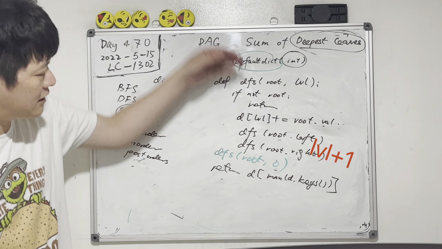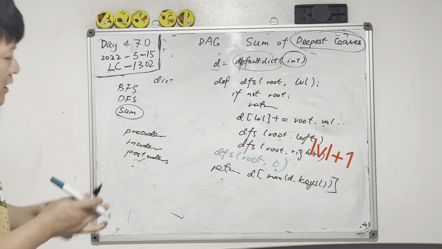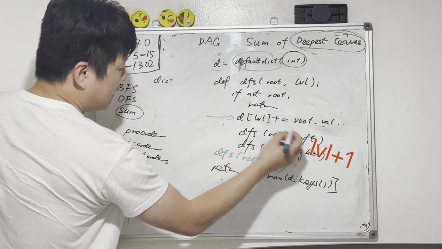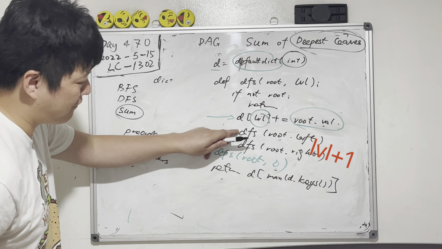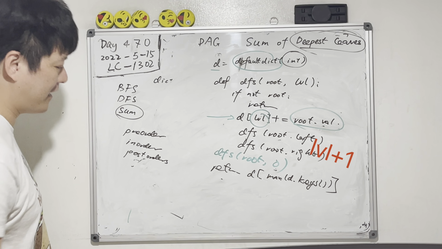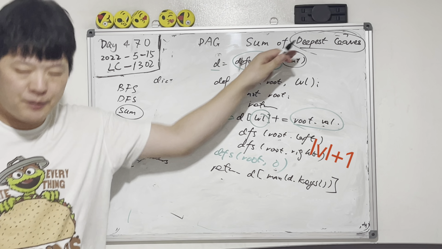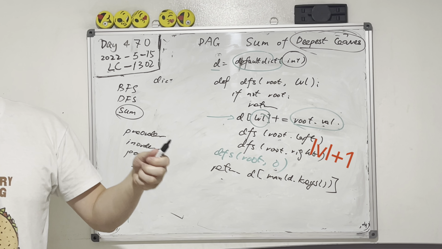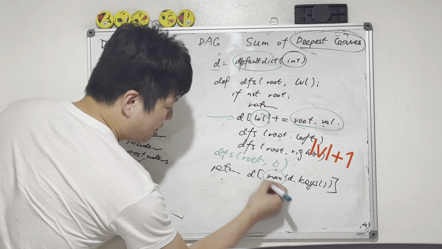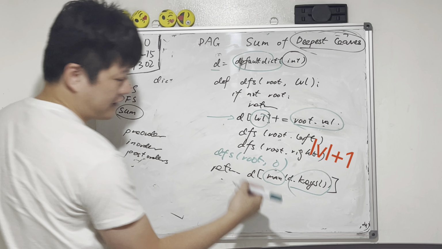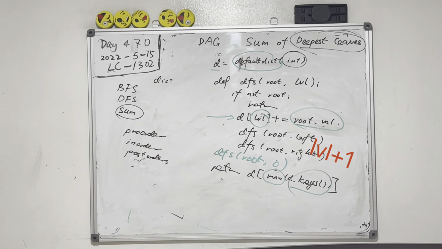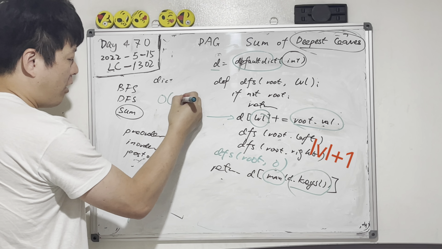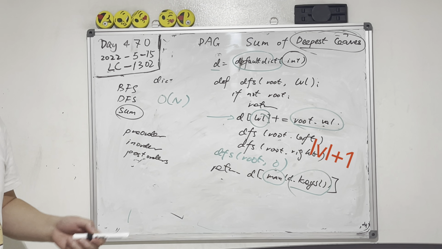So we traverse recursively, and when we visit this node, we accumulate the sum for the level with root.value, then we traverse the left tree and the right tree recursively. The sum of the deepest leaves is at the max level, right? D.keys are the levels, we take the max level, and then we get the values. The time complexity is O(n), because we have to traverse all the nodes, and each node is visited exactly once.